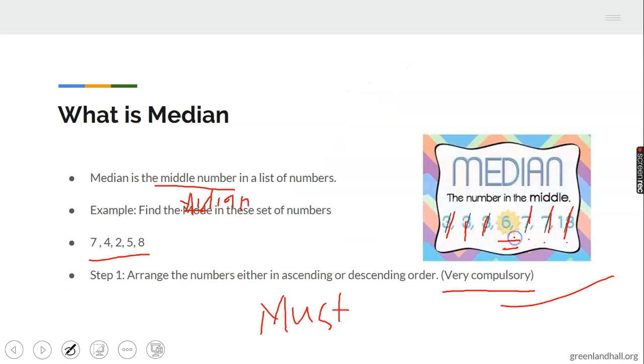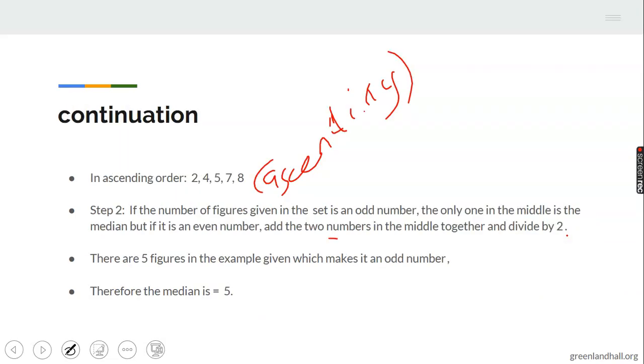Just pick the one in the middle. After taking 3 here and 3 here, we have taken 3 figures on each side, and we just have one in the middle. Pick it. In this example, we have 2 here, 8 here, 4 here, 7 here, and we have just 5 in the middle. So there are 5 figures in the example given, which makes it an odd number. Therefore, the median is 5.